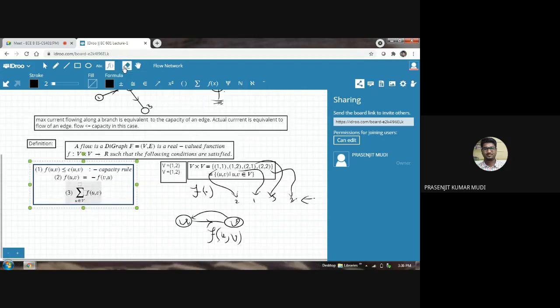Pictorially it means, right? We can think like this, okay? So let's say this is the incoming flow. So there may be many edges. So this is, let's say, for all u, for all, okay.